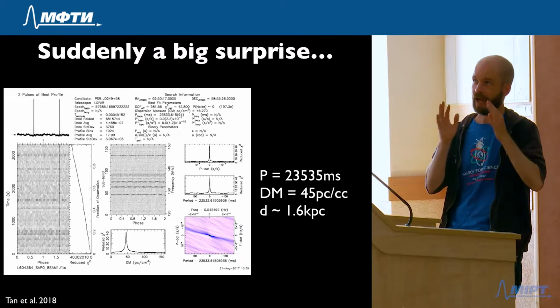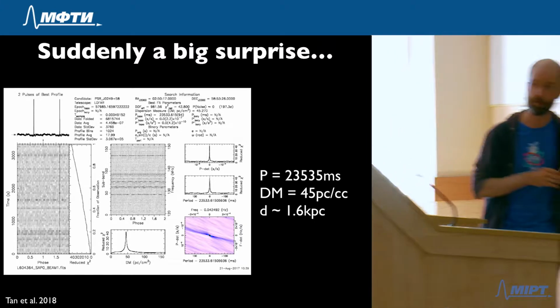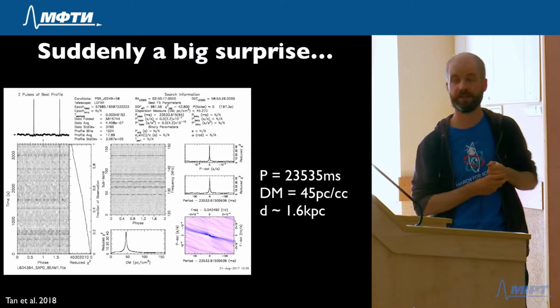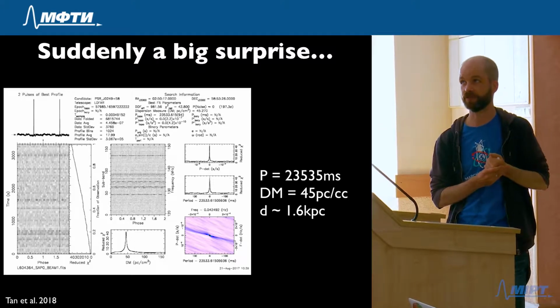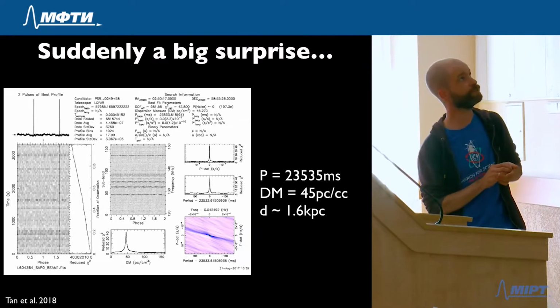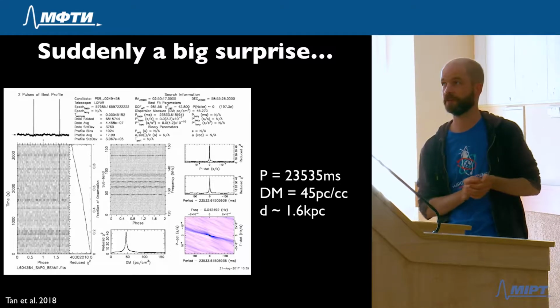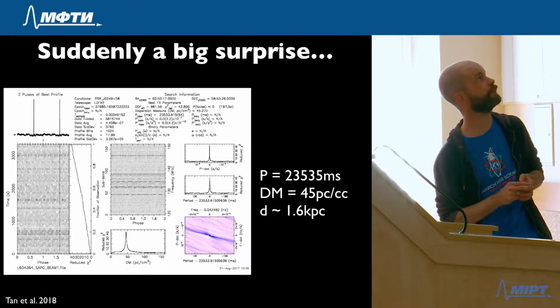So the average radio pulsar spins maybe once a second or so. That's kind of a typical pulsar speed. The Crab pulsar that I was just showing you spins about 30 times a second, so much, much faster. The very fast spinning pulsar that I showed you at the beginning is spinning hundreds of times a second. But this one is spinning only once every 23.5 seconds. So this is by far the slowest rotating neutron star we've ever seen radio pulsations from.